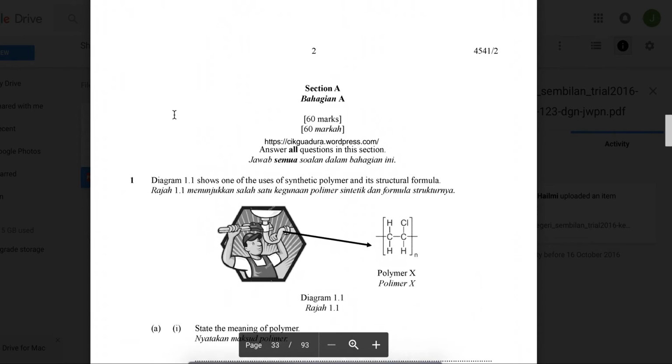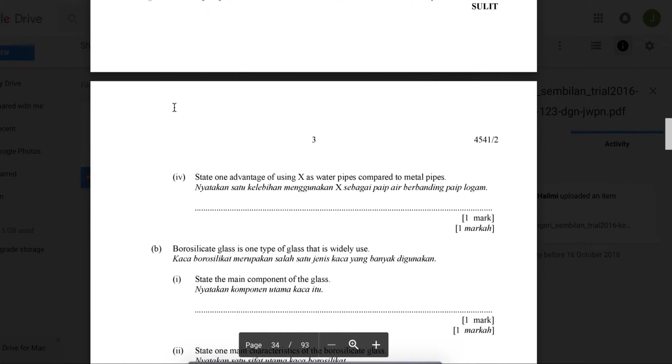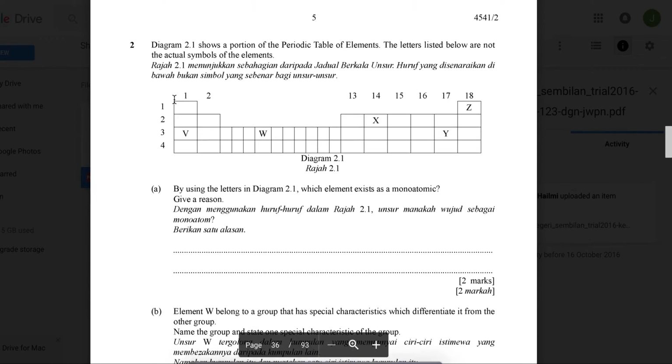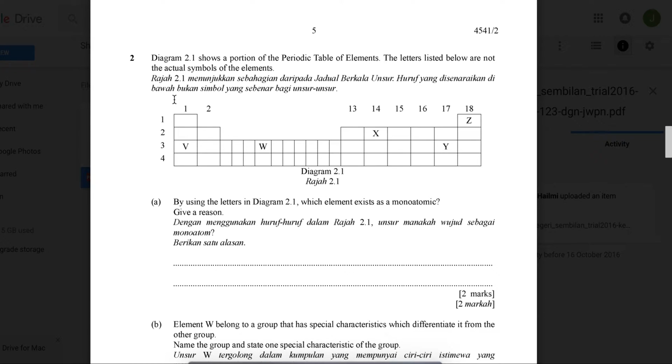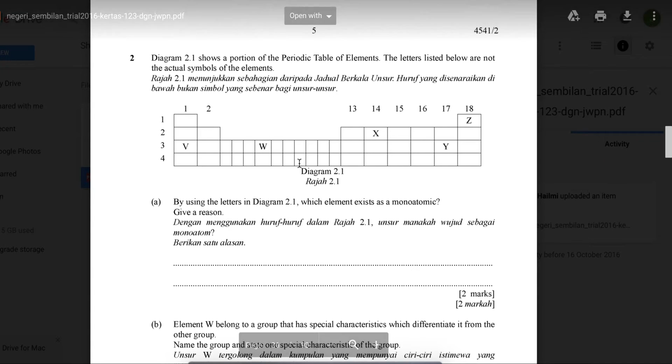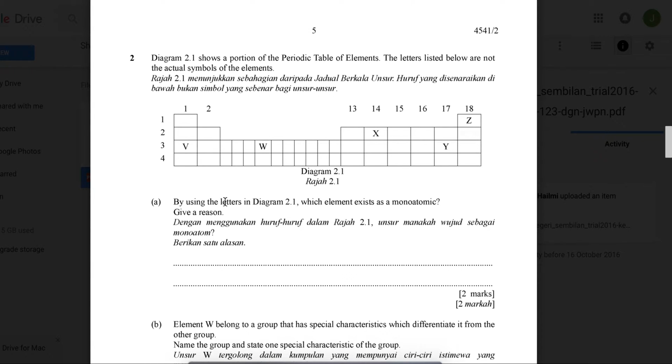Okay, paper 2 should have a periodic table question, I'm pretty sure. Oh, there you go. Alright guys, let's enjoy doing this, okay? Diagram 2.1 shows a portion of the periodic table of elements. The letters listed below are not the actual symbols of the elements. Okay, cool. So we have group 1, 2 and period 1, 2, 3, 4. So by using the letters in diagram 2.1, which element exists as a monoatomic?